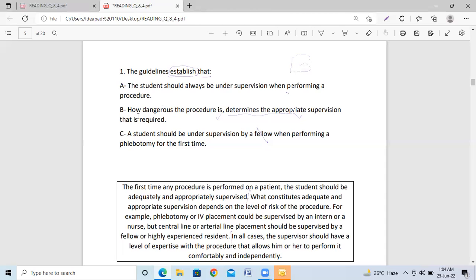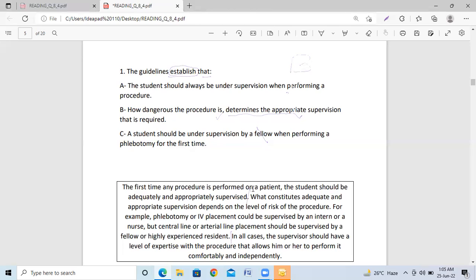Now let's look at the next one. Option B: How dangerous the procedure is determines the appropriate supervision that is required. Yes, it does talk about it. The text says what constitutes adequate and appropriate supervision depends on the level of risk of the procedure. They have used synonyms here: the text says level of risk, and the option says how dangerous. So these match with each other. And they have also given examples about complex and simple procedures and what type of supervision is required for them as well. So we can stay on this, but let's look at C as well.